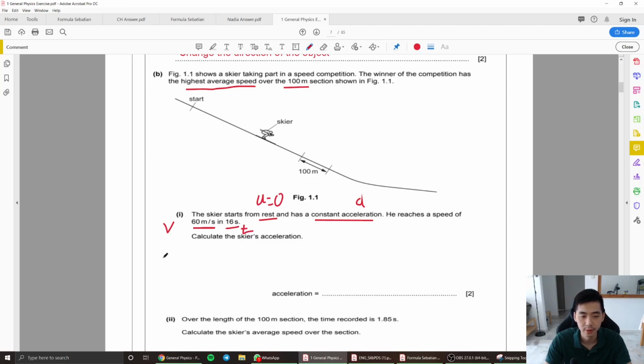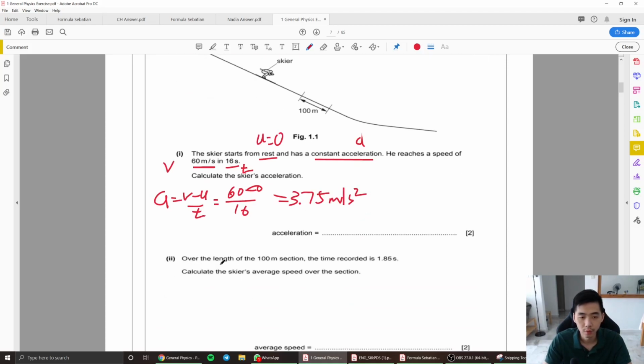Calculate the skier's acceleration. Straightforward, a equals v minus u over t here, which in this case will be 60 minus 0 divided by 16. Press that into the calculator. You're going to get an acceleration of 3.75 meters per second squared.